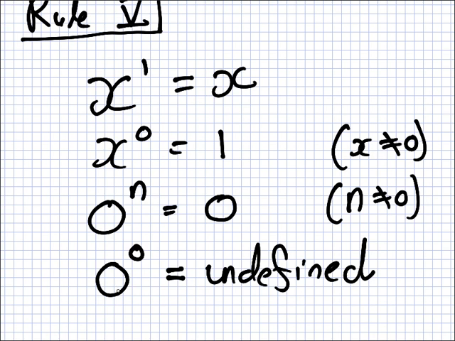And the reason it's undefined is because it's not clear which of the two rules here would be suitable for this. According to this, we should think it's 1. But according to this, we should think it's 0.